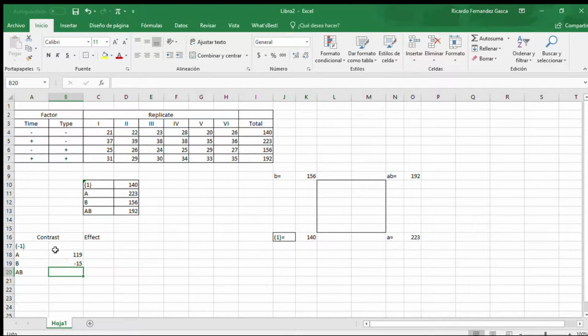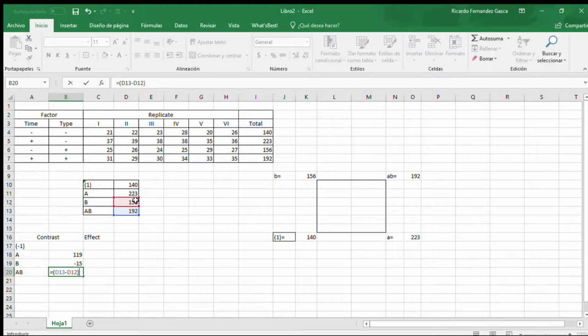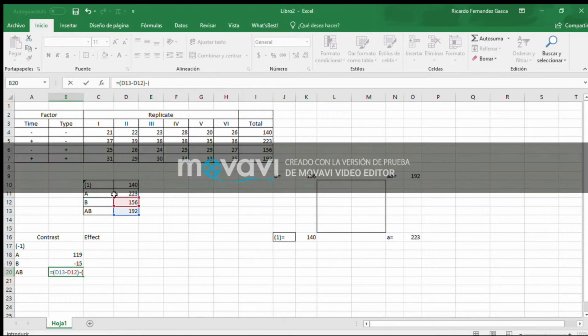So we get the contrast. It's not significant if it's positive or negative. Well, it's significant, but it's not always positive. So here's the answer. And then for the interaction effect, AV minus V, and then it's minus, and it's A minus (1), so it's A minus (1), okay?